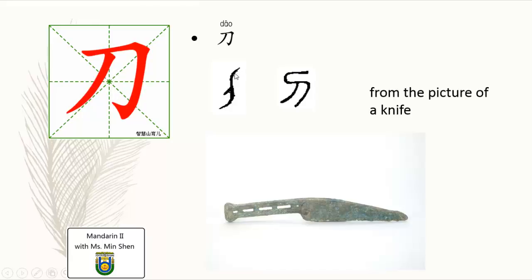This part is the bar, the handle of the knife, and these parts are from the shape of the blade. And the very early character later on changed its form a little bit like this. So today we make a square simplified version as Dao. So this is knife. Dao still keeps the original form from the picture.